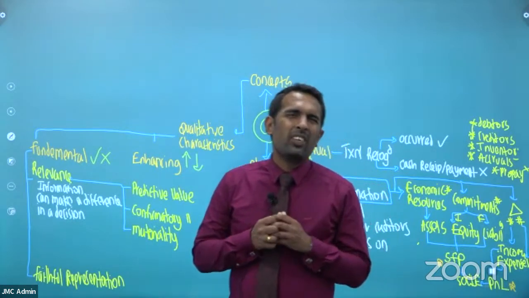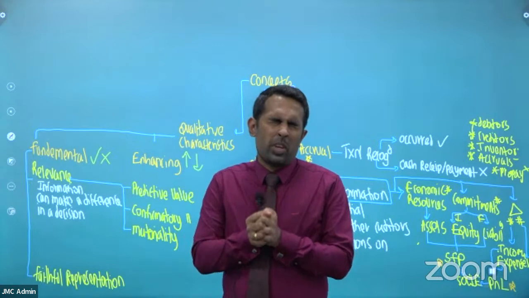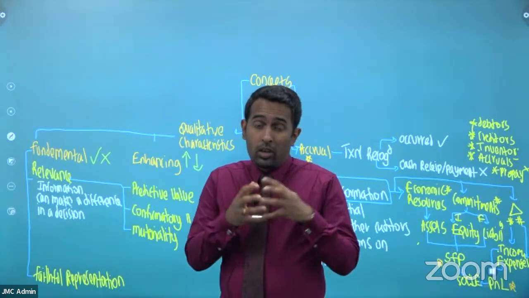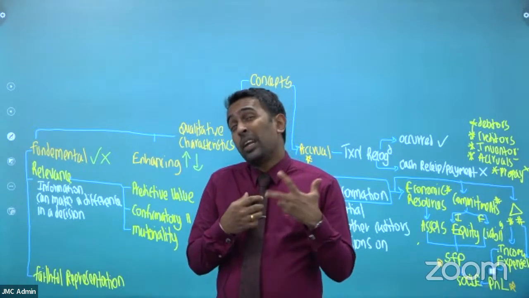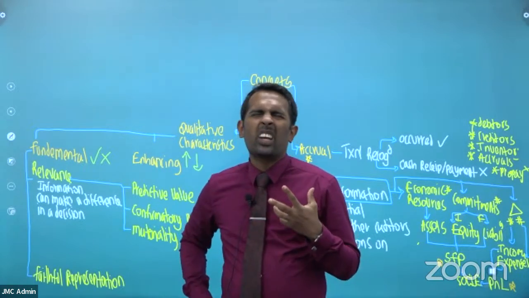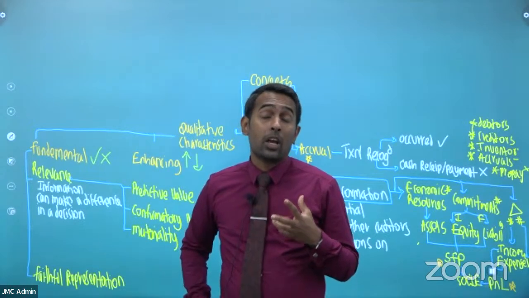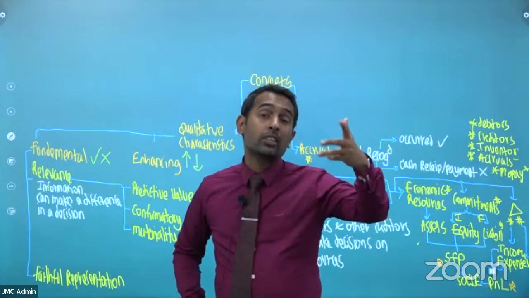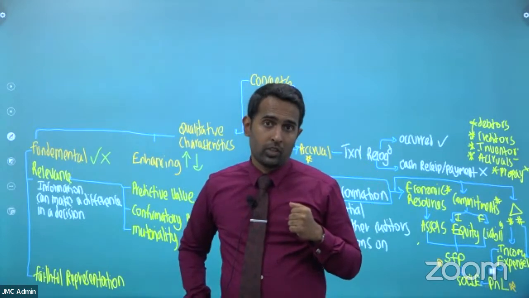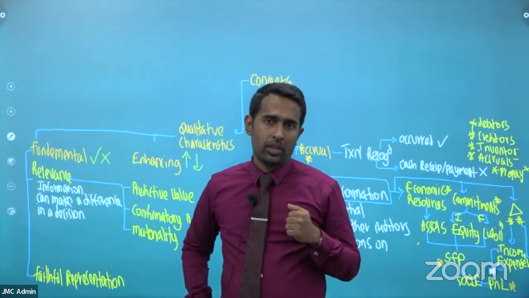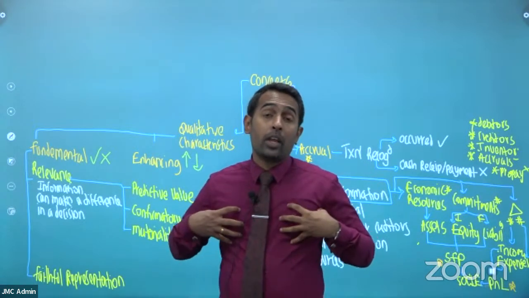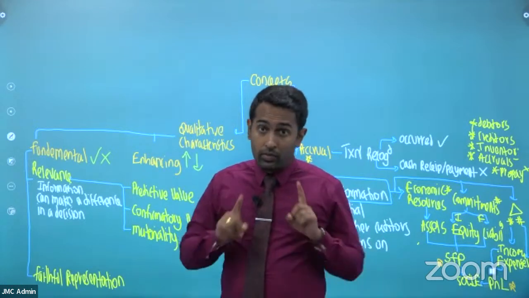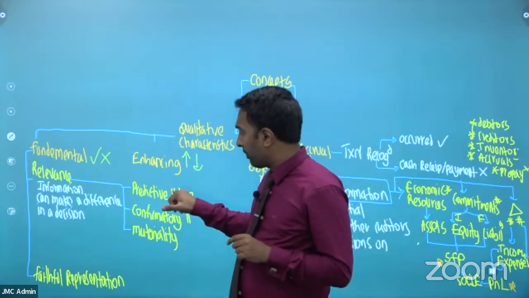In order to be relevant information, in order for information to be capable of changing decisions, that information should have predictive value. What is the meaning of predictive value? Predictive value means you should be able to predict the outcome. You should be able to predict what is going to happen in the future. If you are capable of predicting what's going to happen in the future, we say that information has the predictive value.